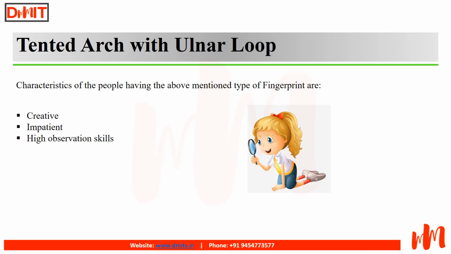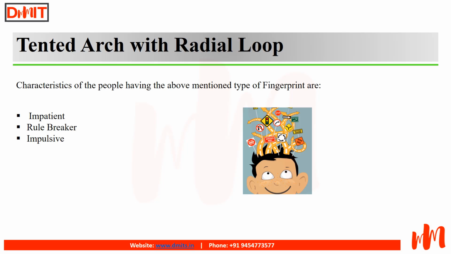Next that we have is tented arc with radial loop. The people that have such type of fingerprints are generally considered to be impatient, rule breakers, and impulsive. That is, they are considered at times to take certain decisions without giving careful thought to it, and at times they are rule breakers. That is, they do not follow rules. These are the characteristics that are generally observed in such people.